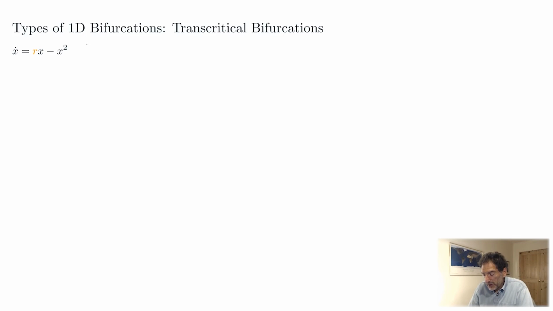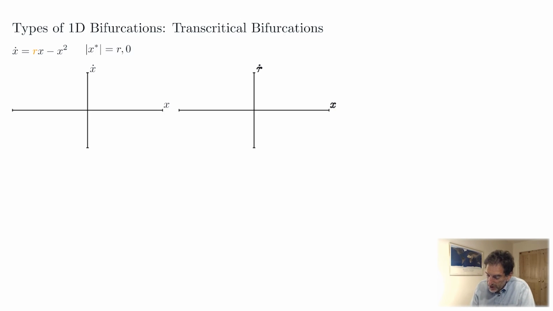as r changes. And in this equation, the fixed point value x star is equal to r and also 0. Those are the two possible fixed point values. So to understand what's actually happening here, let's again plot x dot as a function of x in the three cases of r positive, r 0, and r negative.